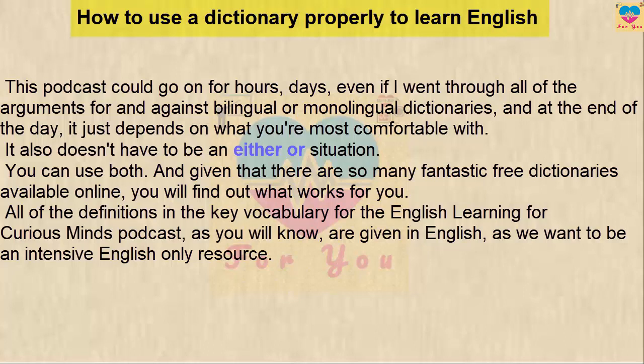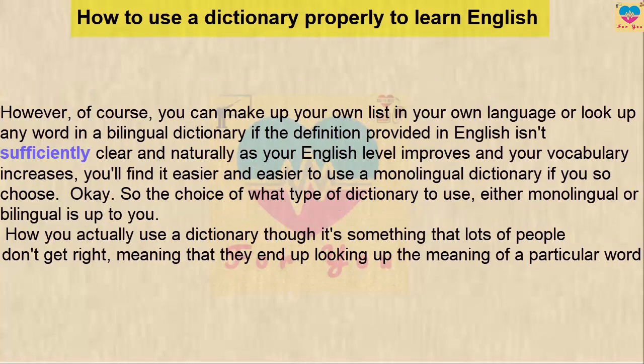All of the definitions in the key vocabulary for the English Learning for Curious Minds podcast, as you will know, are given in English, as we want to be an intensive English-only resource. However, of course, you can make up your own list in your own language, or look up any word in a bilingual dictionary if the definition provided in English isn't sufficiently clear. And naturally, as your English level improves and your vocabulary increases, you'll find it easier and easier to use a monolingual dictionary if you so choose.